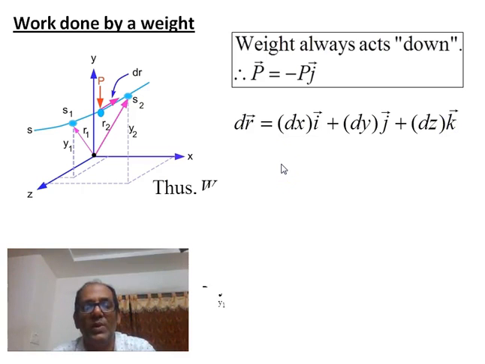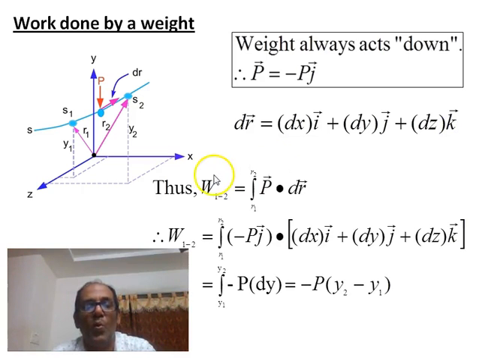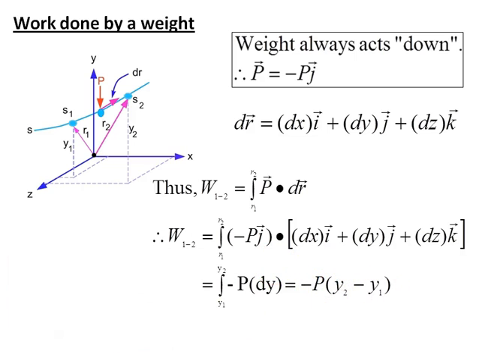Once these two are given, we write the equation for work done. We say that work done from 1 to 2 is the integral from r1 to r2 of P dot dr. So this is the dot product. We know that j dot i is 0, j dot j is 1, j dot k is 0. So the work done from 1 to 2 is given as minus P into (y2 minus y1).